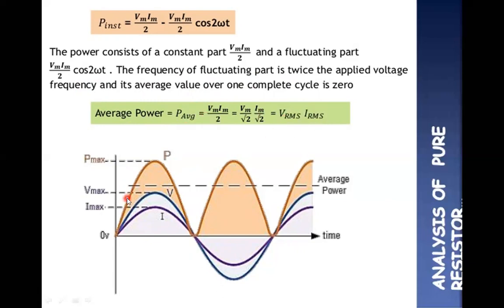So this is the graphical representation of current, voltage as well as power. This is the current, and this is the voltage, and this is the power. And this is the maximum power. This we represent as the average power.